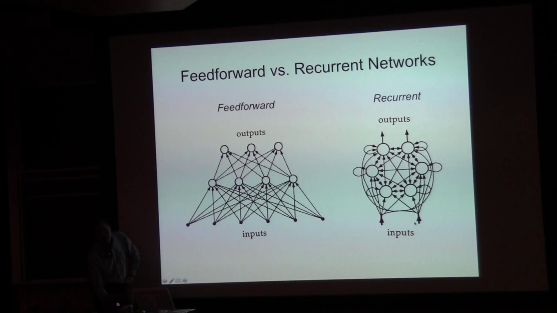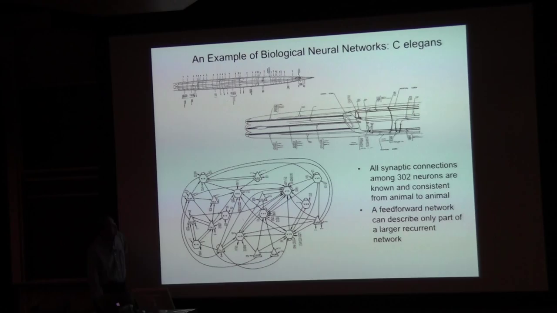But what does a real brain look like? This is the only animal where we actually know the wiring diagram of the brain. This is C. elegans. It's a free-living worm. It's very small and simple, but this animal is very interesting in that the individuals are identical. You look at different animals, their nervous system has exactly the same number of cells, 302 neurons. And they are connected in the same way.